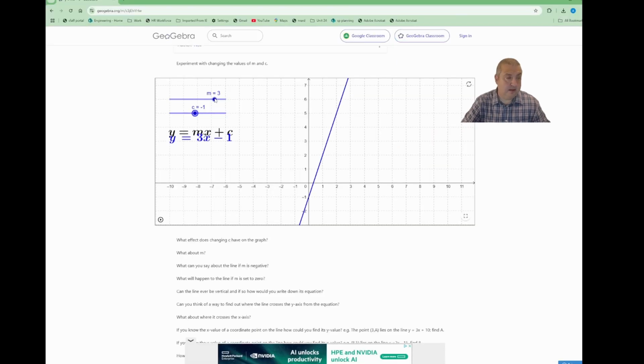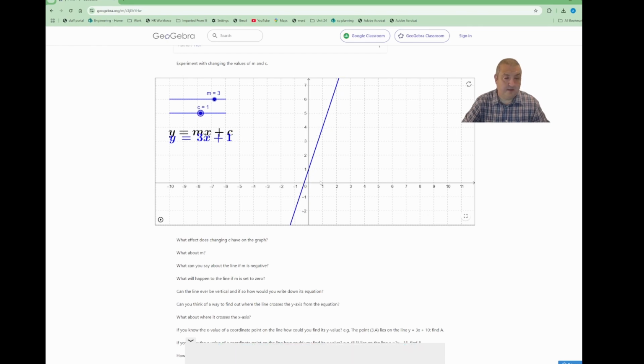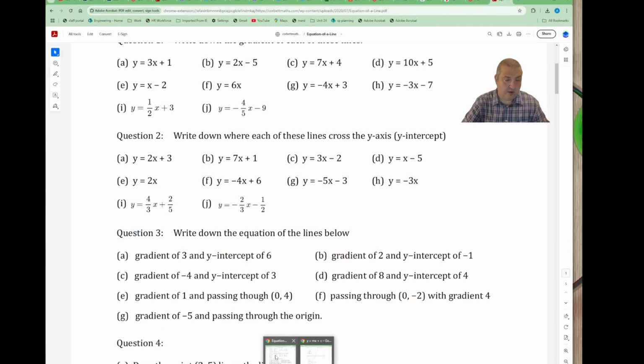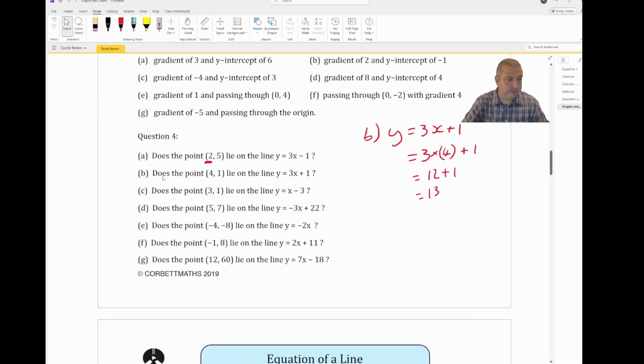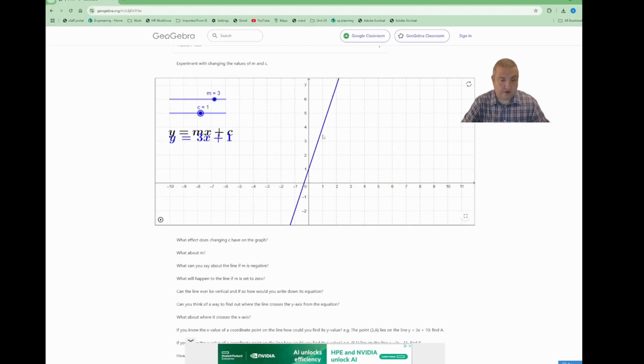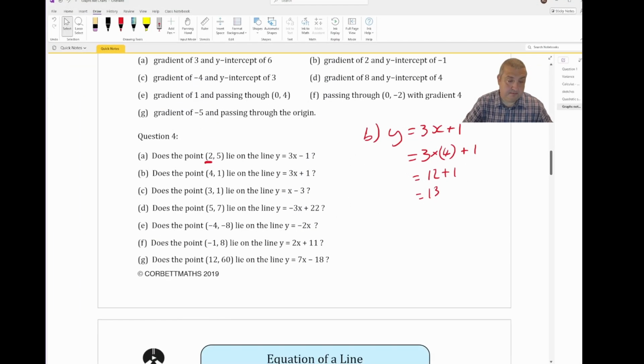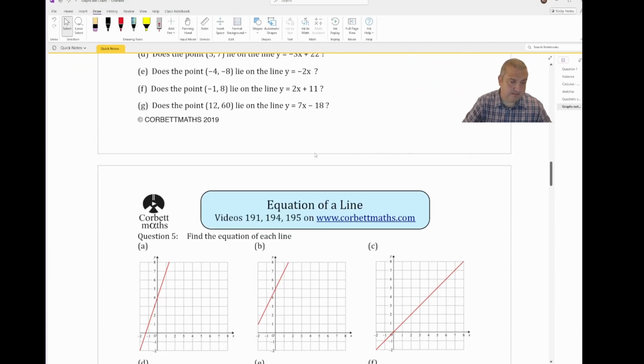Let's look at the graph. So it was 3x plus 1 this time. We're looking for the coordinate point, let's say 4 and 1. Four across and 1 up is here, where my cursor is. But actually, that's nowhere near this line. So we can be sure that it never ever appears on that line. So I'll let you have a go at the rest of them.